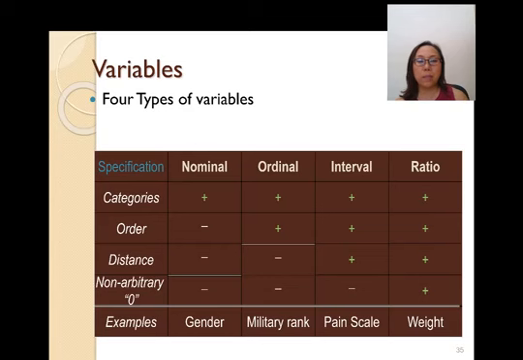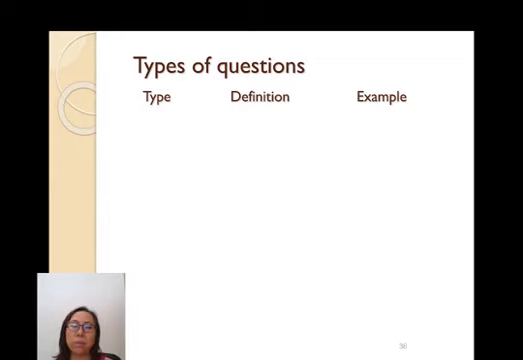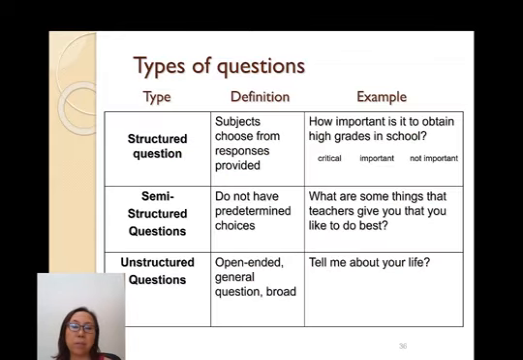So interval data does not have the non-arbitrary zero. So sort of like the pain scale that we talked about, right? That zero in the pain scale means different things to different people. It's arbitrary, right? Whereas ratio, that's the most complex of the four, has a plus sign on all four characteristics, and it contains a scale that has a zero that is non-arbitrary. It means the same thing to everybody. So an example of that would be weight or height or any measurement tools that we use that's passed on through generations.